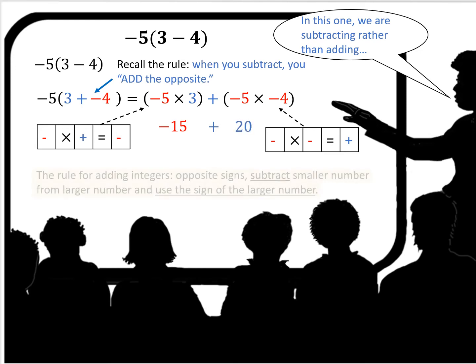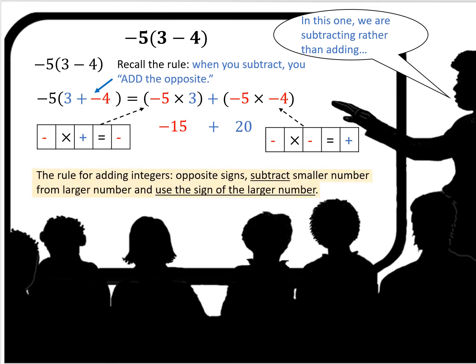Negative 15 plus 20. The rule for adding integers of opposite signs is to subtract the smaller number from the larger number and use the sign of the larger number. Negative 15 plus 20, 20 minus 15 is 5. The sign of the larger number, 20, is positive.